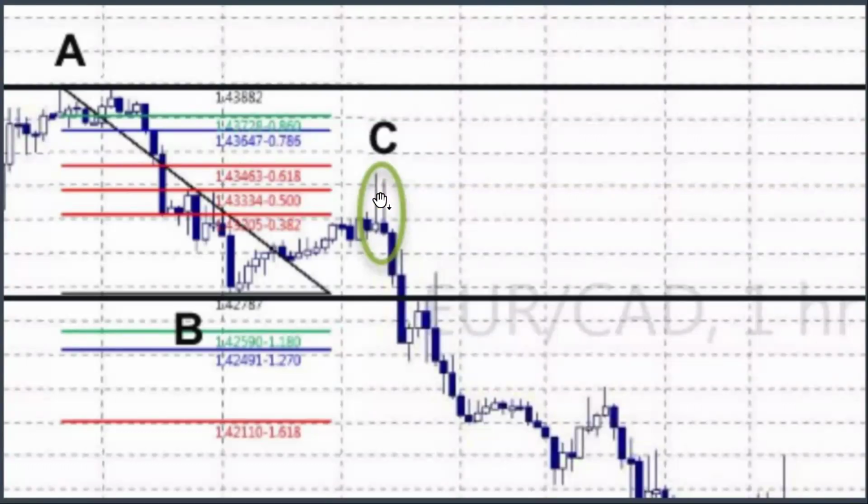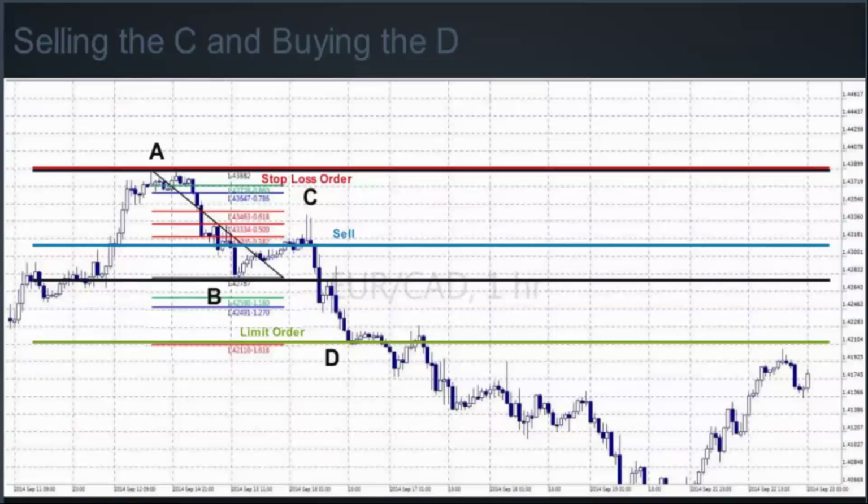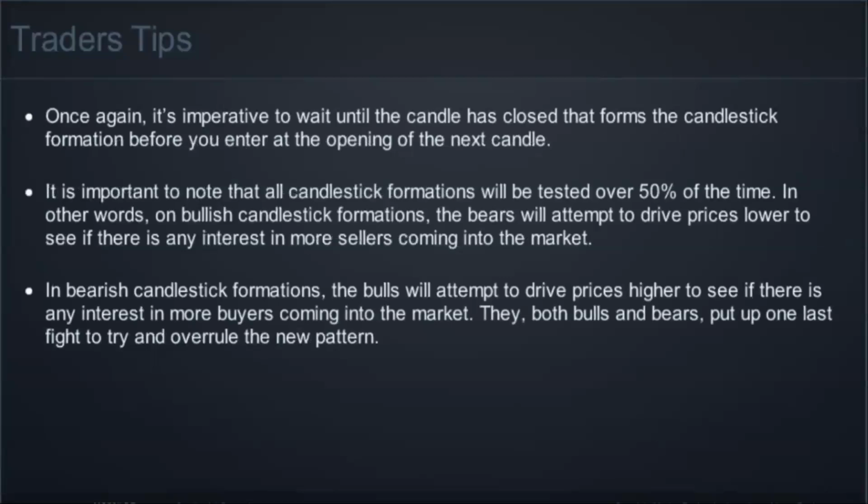See how well it moved the market downside. So that's it for candlesticks.